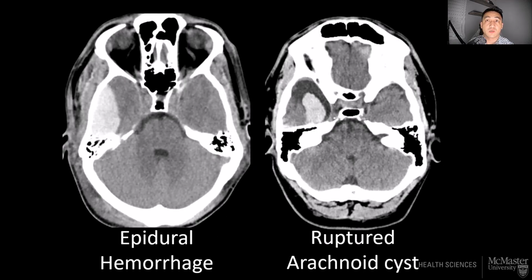Don't mistake a ruptured arachnoid cyst with epidural hemorrhage. There's a large component of simple CSF mixed with hemorrhage in ruptured arachnoid cysts. You'll never see epidurals looking like this.